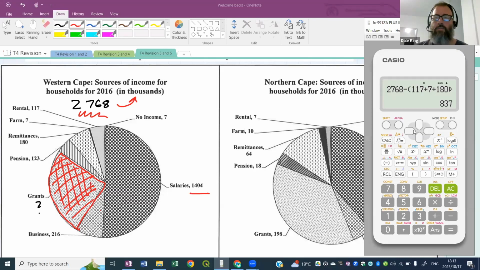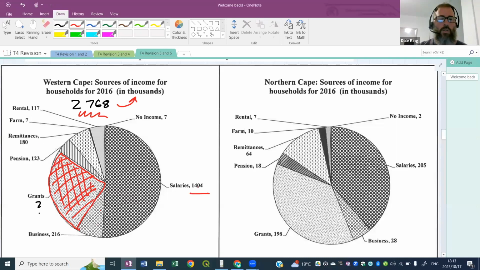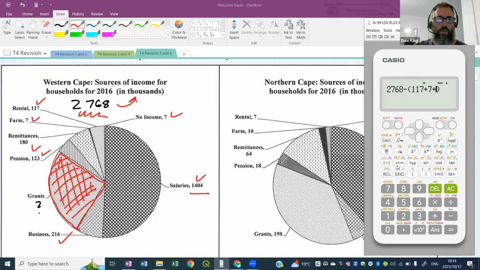Let me show you what I did. So what I'm doing is I'm taking the 2768, which is the total number of households for this whole pie, and I'm going to subtract all these numbers, the 117, the 7, the 180, 123, 216, 1404, and 7. I just want to make sure that I haven't made a mistake. So I'm going to do it again. I'm going to say 2768 minus 117 and 7 and 180 and 123 and 216 and 1404 and 7. So I made a mistake. I think I left out the pension 123 there.